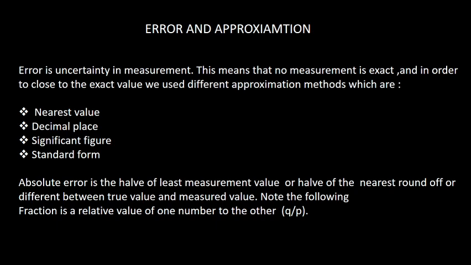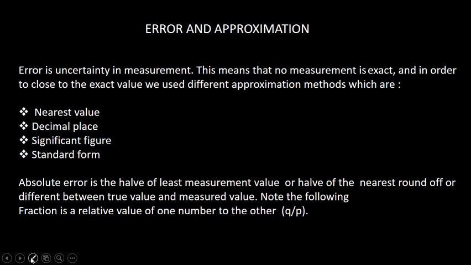That is to say, it's because there is error that we go to approximation. Without error, there is no approximation. So therefore, when you remember error, it is necessary you remember approximation. Error is an uncertainty in measurement.